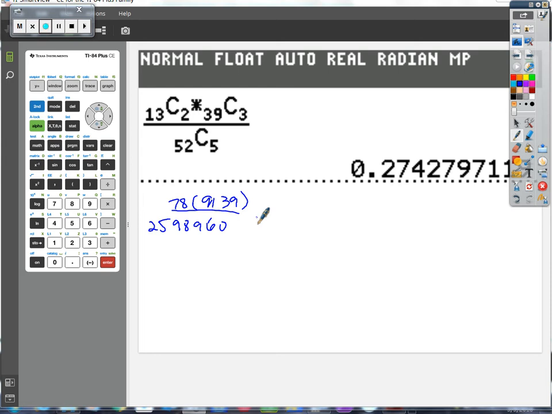Okay, just so that you know, sometimes it just can't handle those numbers that big. So our probability would be 0.274. Okay, for that first event.